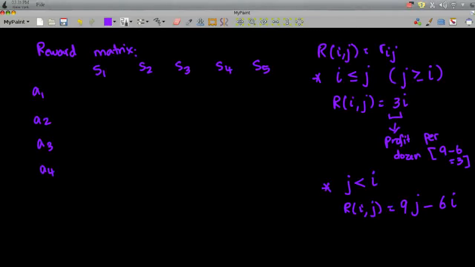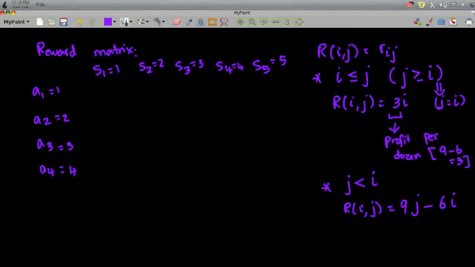No matter what j is, you can only sell i amounts, so this condition, j greater than or equal to i, would actually reduce down to j equals i, always. So if we identify the reward function properly for our problem, we can complete the reward matrix. And the reward matrix could be written as follows. So those are my states, and these are my actions.